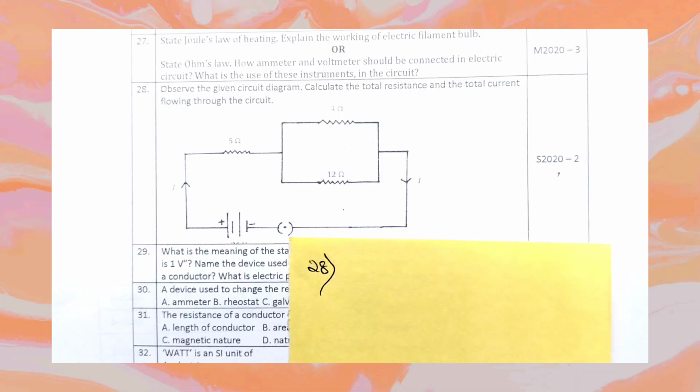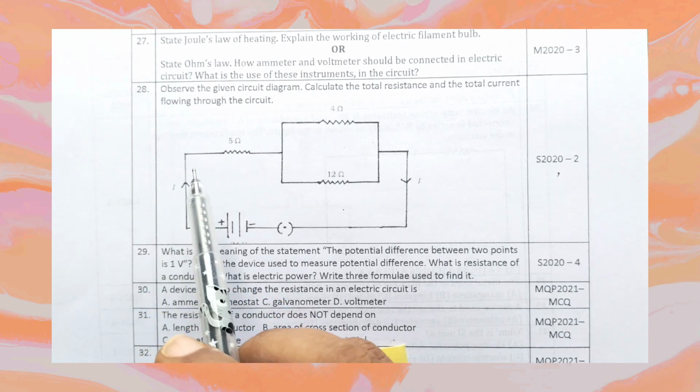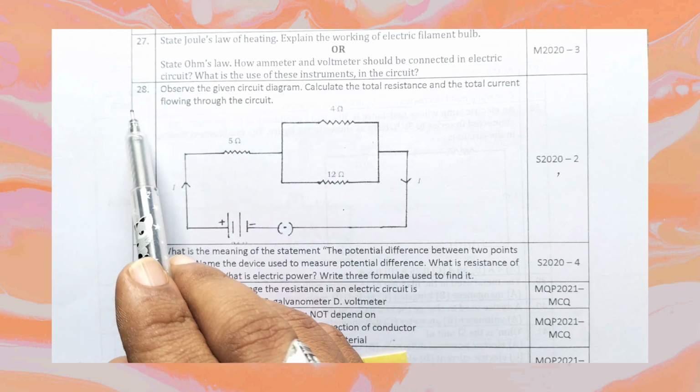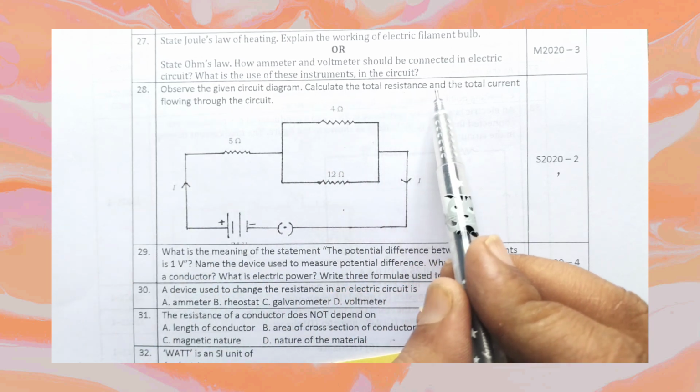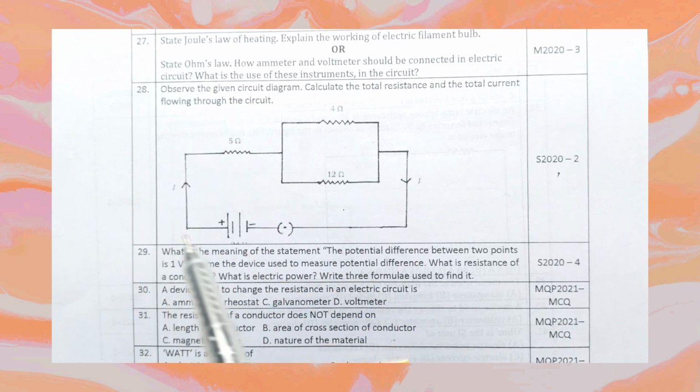Thank you. We are going to continue the electricity previous year question paper key answers. Observe the given circuit diagram, that is 28th question. Calculate the total resistance and the total current that is flowing through the circuit.